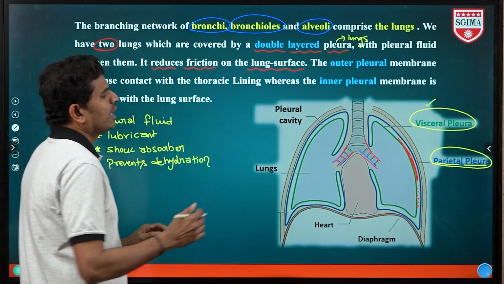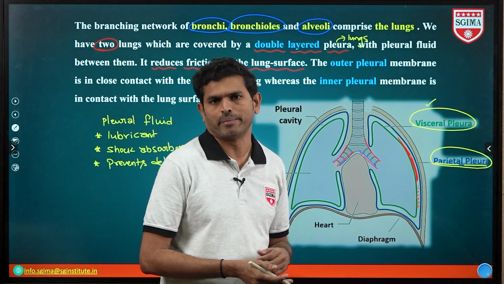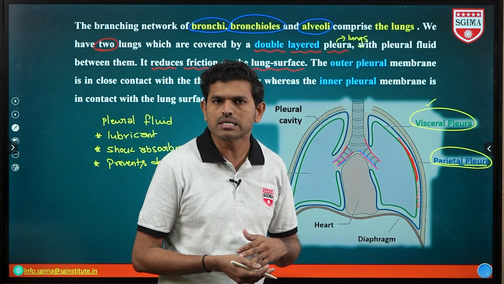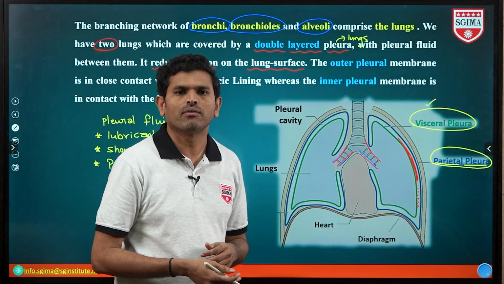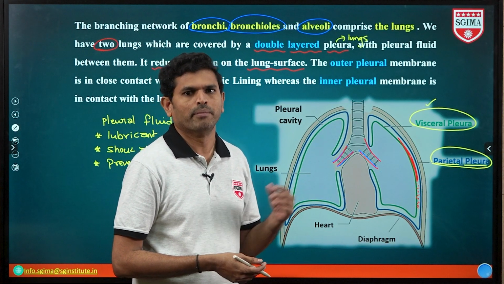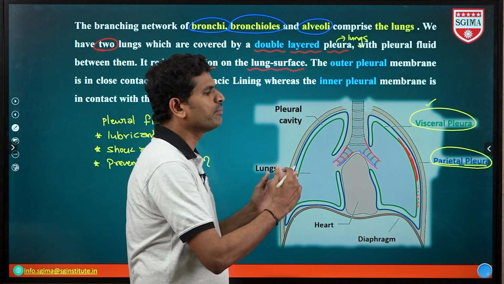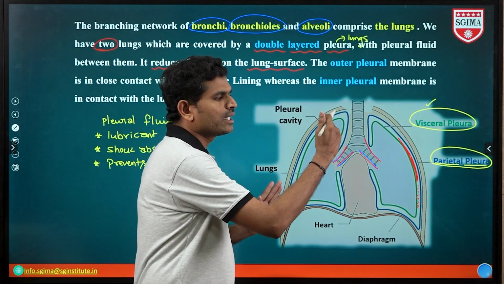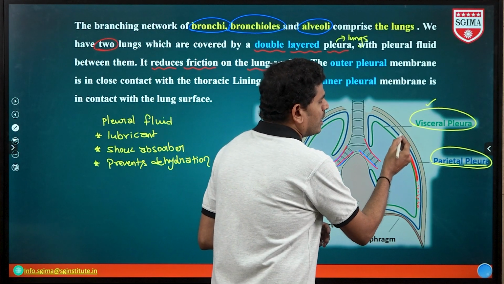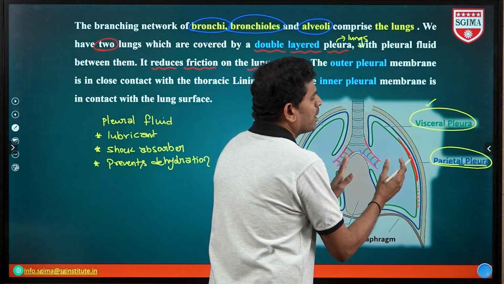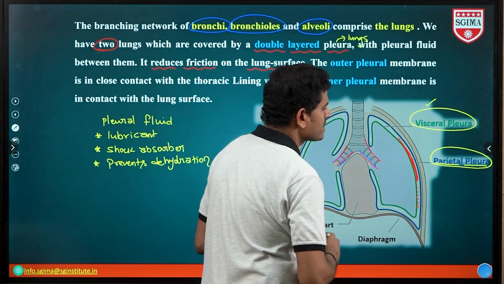Okay, next one, lungs are covered by, not only lungs, most of the internal organs are covered by the parietal pleura or visceral pleura. Most of the organs will be covered by a membrane called mesothelium. That mesothelium, as we saw in coelom, parietal and visceral. So here also same thing, that surrounds the lungs. This pleural membrane is there. Outer one is called parietal and inner one is called visceral.